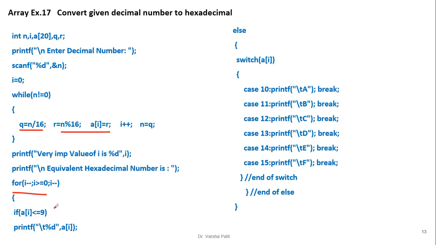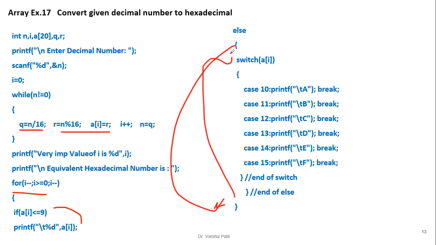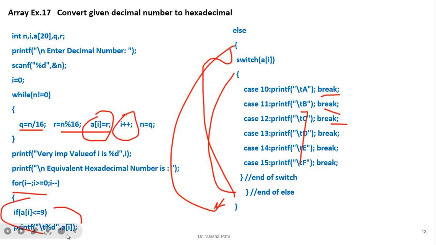Now see, if A of I is less than 9, only a single statement, no need of opening and closing braces. In else, multiple statements are there. So this is the else, sorry, this is the main end of the program. This is the else, this is the switch, and in the switch we are writing the cases, and break is compulsory. Otherwise what will it print? If it matches B, it will print all of B, C, D, F. So I have already covered this program in the for loop. Only I am using two new lines here, this and I plus plus, and I am printing in a reverse way.